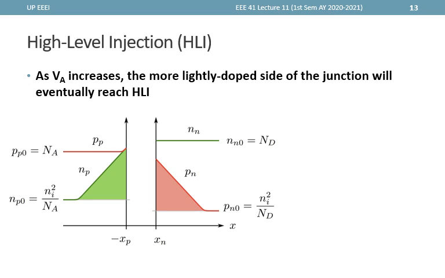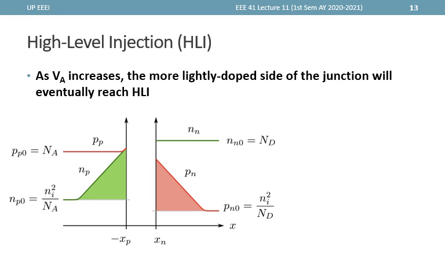Another phenomenon that actually causes the current to decrease at very high applied voltages is high level injection. Now, as we increase VA from our thermal equilibrium value, the amount of minority carriers we are injecting increases and increases until we reach some point wherein low level injection does not hold anymore, and we enter this high level injection. Now, what happens under this high level injection?